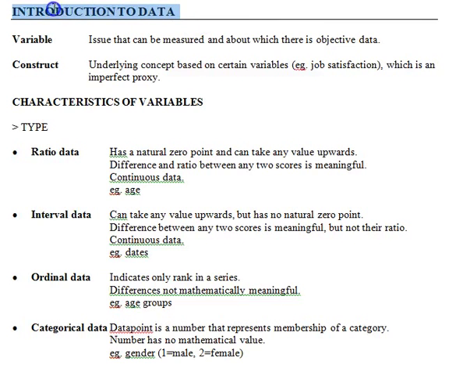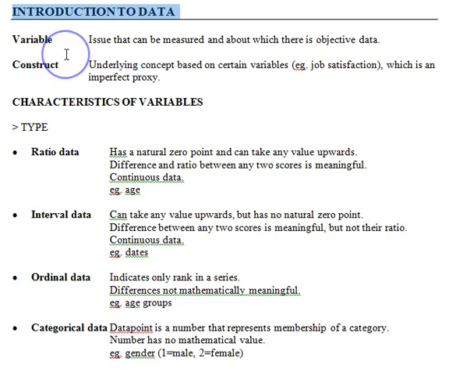So in statistics, it's important to know the different data types for you to be able to put in the right tests and all that. So first of all, let's define a variable, right? This is an issue that can be measured and about which there is objective data. So when we're measuring the height of people, then you know that the variable that you're measuring is the height, because it is measurable and it's going to have various values attached to it depending on the given measurement.